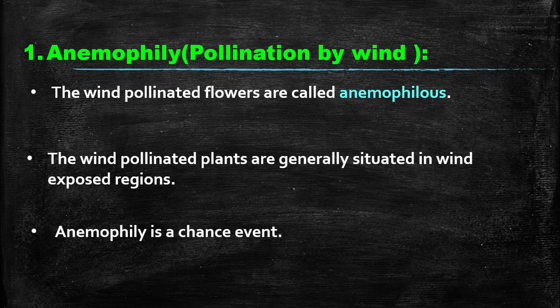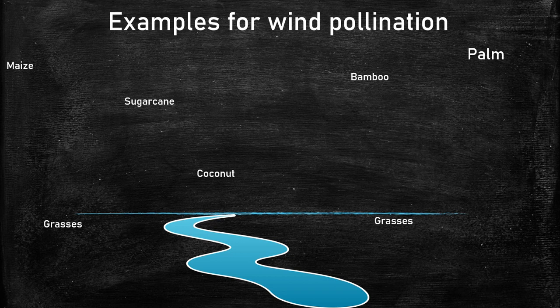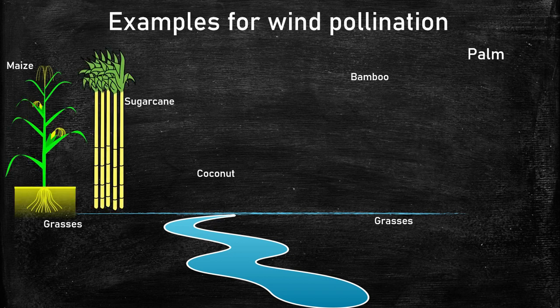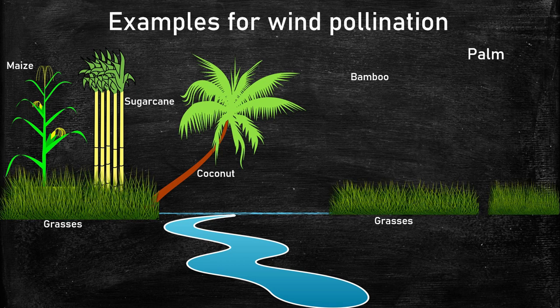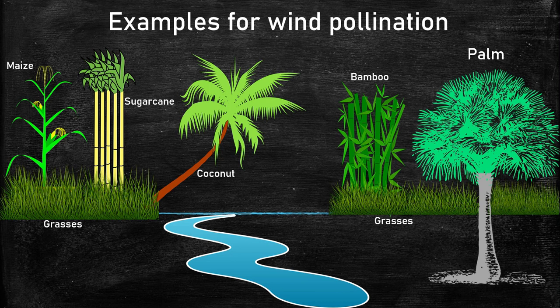Anemophily is a chance event because there are a lot of pollen grains and other spores available in the wind. So it is a matter of chance that the pollen grain of a particular species reaches the stigma of the same species. Some examples of wind pollination are maize, sugarcane, coconut, grass, bamboo and palm. In all these plants, pollination is carried out by wind.